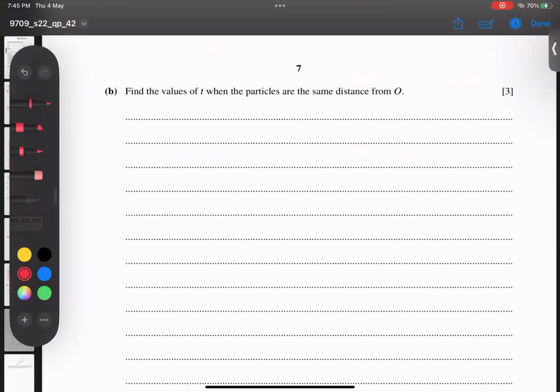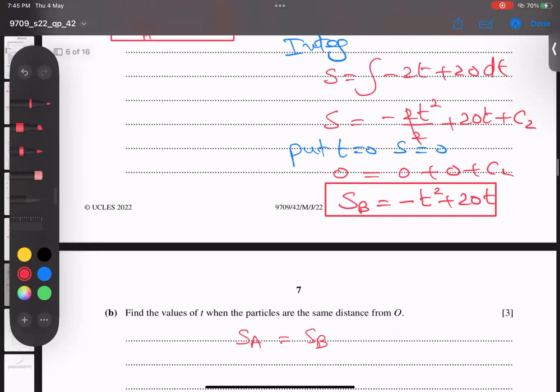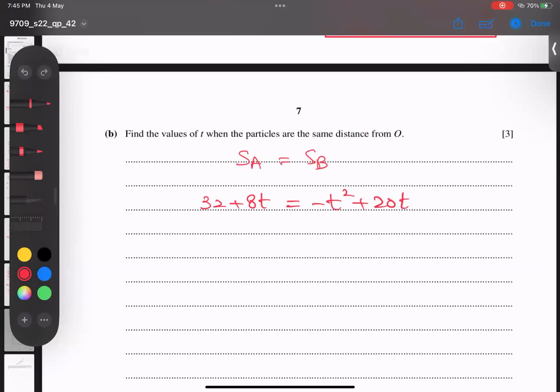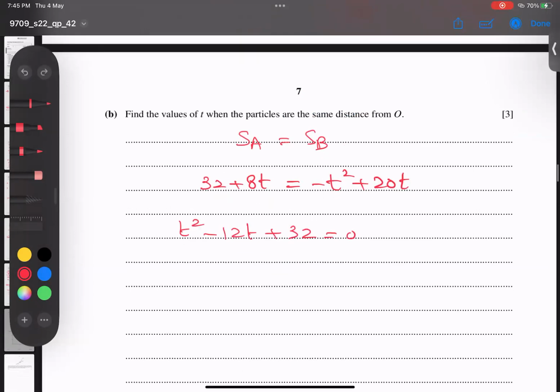Find the values of t when the particles have the same distance from O. It means a very simple story: sA equals sB. So I'm going to put them equal to each other. So 32 plus 8t is equal to negative t squared plus 20t. And I'm going to bring everything to the left side. I get t to power 2 positive, negative 12t, and plus 32 equals 0.